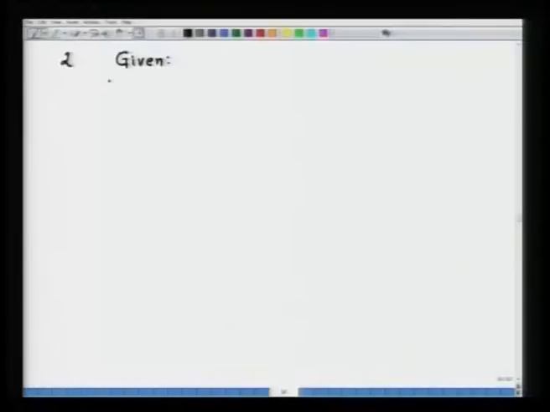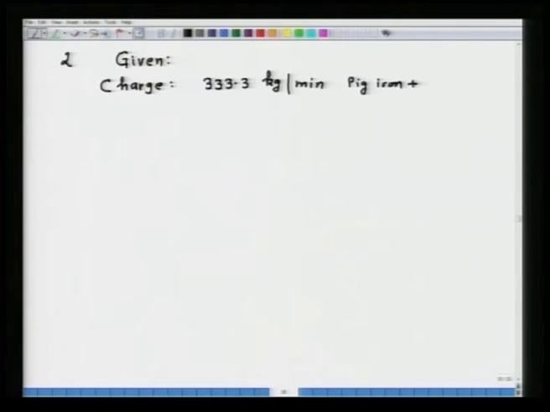So, per minute charge is 333.3 kg per minute. With charge I mean it has pig iron plus scrap. That is what the charge is per minute. Coke also I have to calculate per minute. Coke per minute, that is 37 kg per minute.